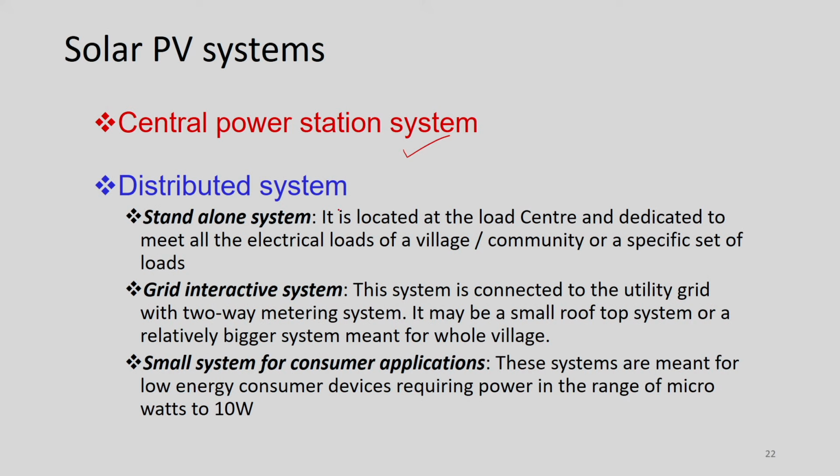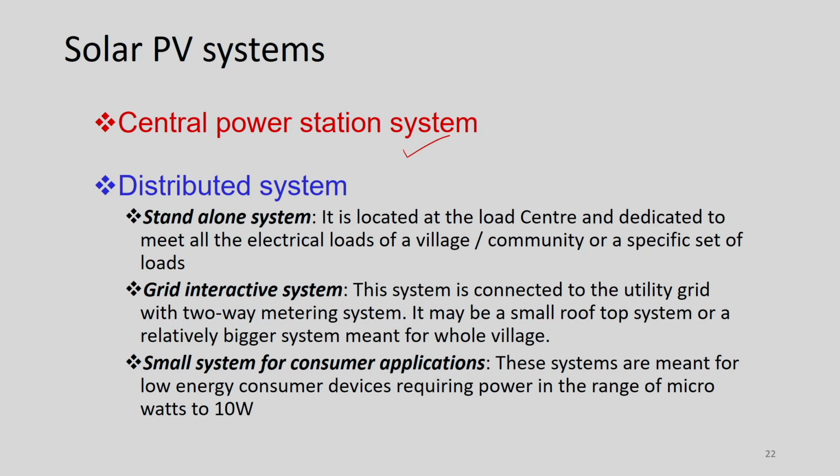And the second one is the distributed system. Under these distributed systems, there are many categories like standalone system, grid interactive system, and small systems for consumer applications. Standalone systems may be if you are interested to give power to a small village or locality, that can be given. So, that will fall under standalone system, or maybe for irrigation purposes, if we have to give some kind of energy from solar, that is nothing but a standalone system.